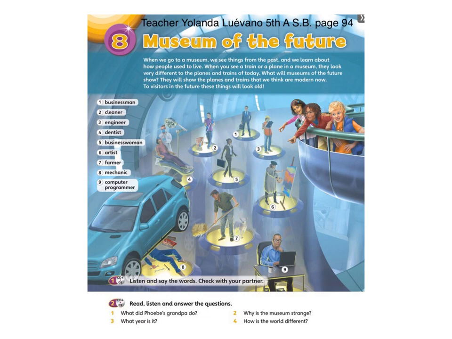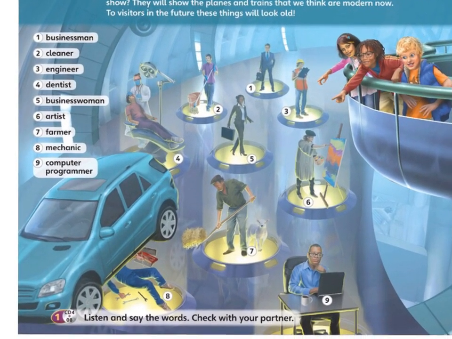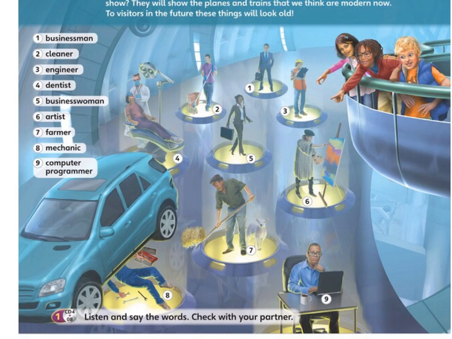Let's start with our student's book at page 94. At page 94 we have the title of the unit. It's Museum of the Future. We're going to start as usual with the new words of the unit, which are here in our poster. So please, I want you to listen to the words and repeat them. I don't care if you're ashamed or something like that. Please repeat them after the audio.